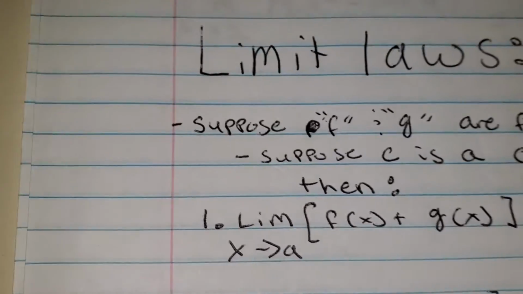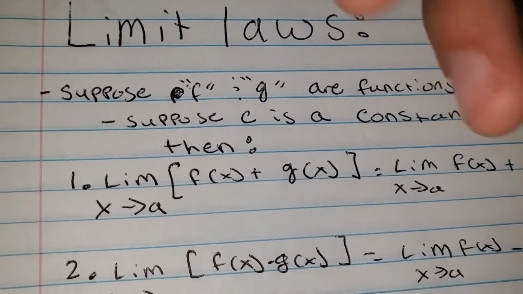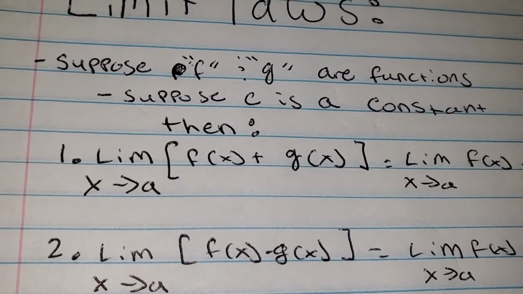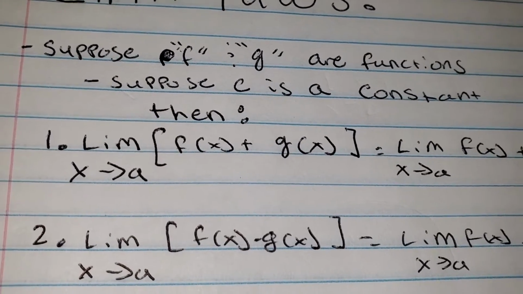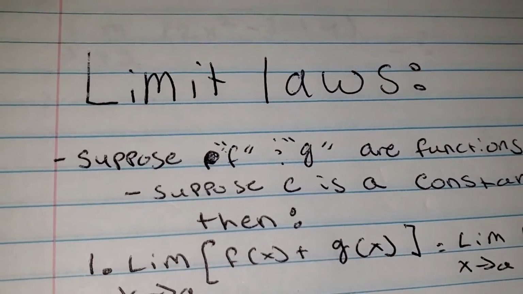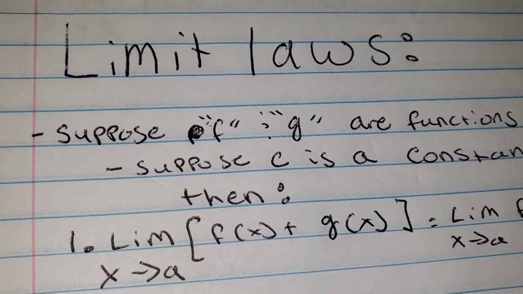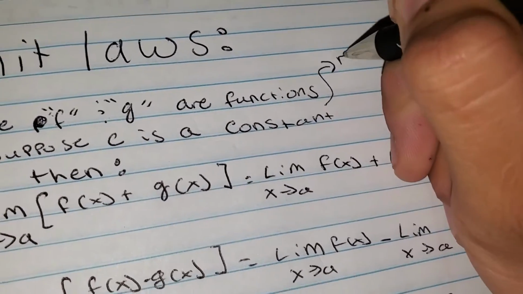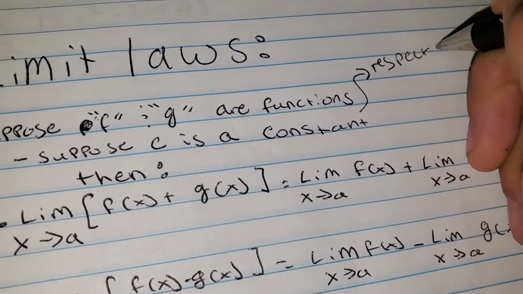First off, we have some conditions to make. Suppose f and g are functions, and suppose we have a constant c. If we try to add two functions, of course they are with respect to x, to the x-axis.